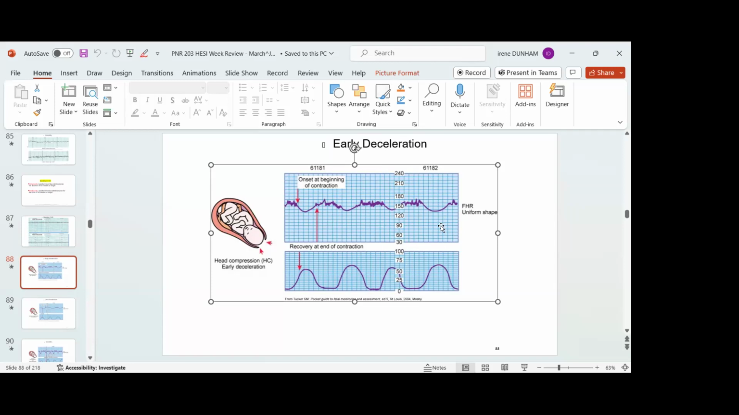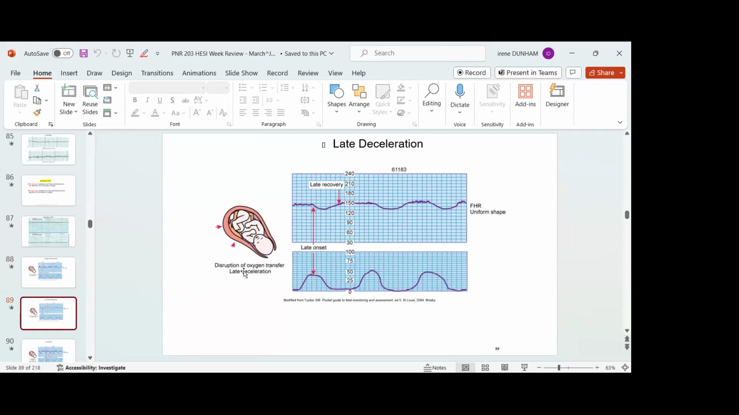So you can see why, when I saw my patient's baby's heart rate start to do this kind of pattern, I said, oh, my baby's coming down. It's called head compression, early deceleration. That's okay. Now, this one here is called a late.